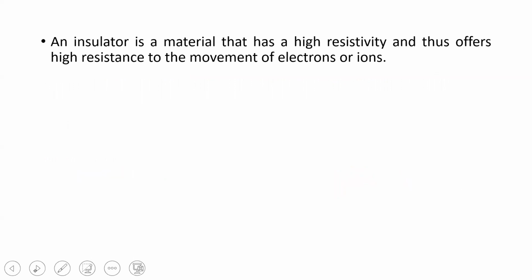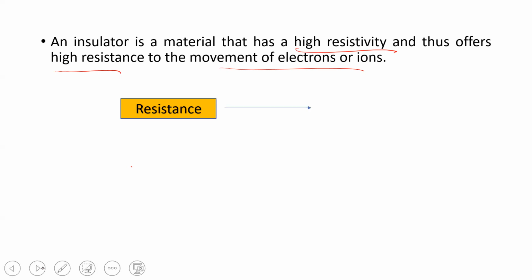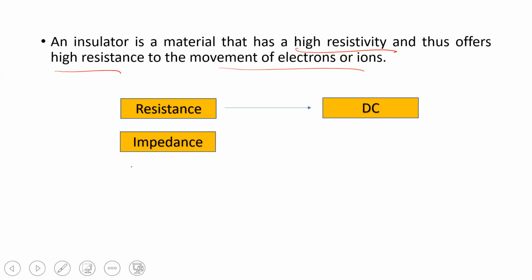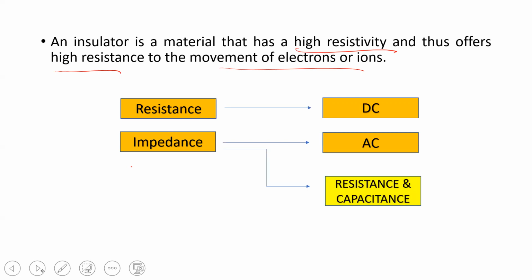Now, an insulator is basically any material that has high resistivity and thus it offers high resistance to the movement of these electrons. So, please remember that whenever we talk about resistance, it is related to direct current, and whenever we talk about impedance, it is related to alternating current. And impedance is nothing but a combination of resistance and capacitance. Now, this will form the basis of the different generations of electronic apex locators that we read further.